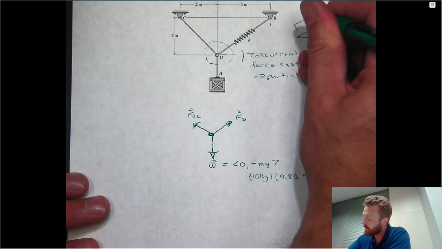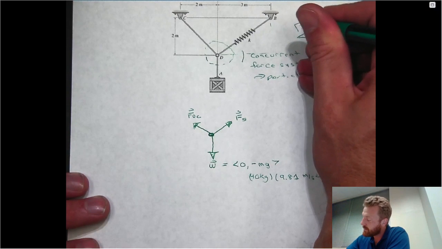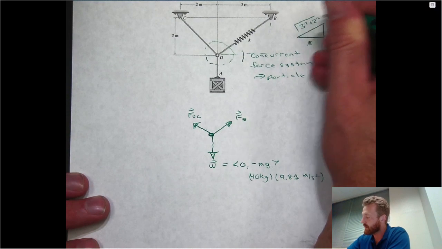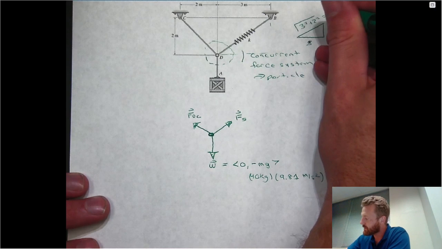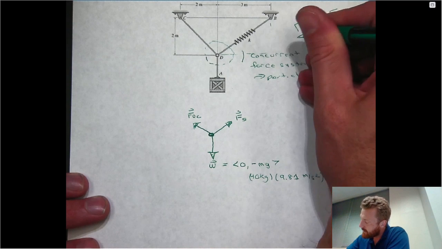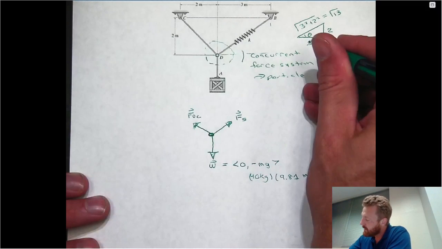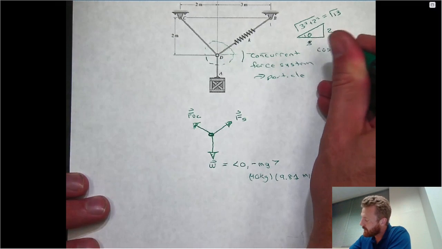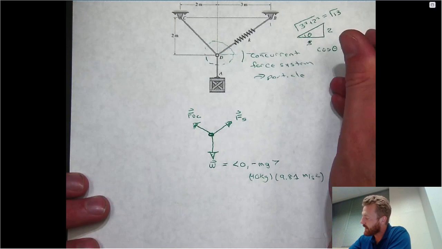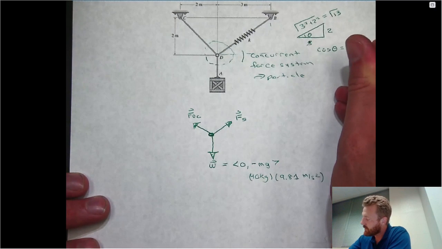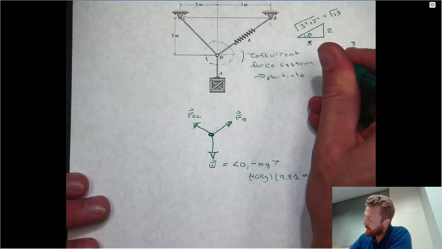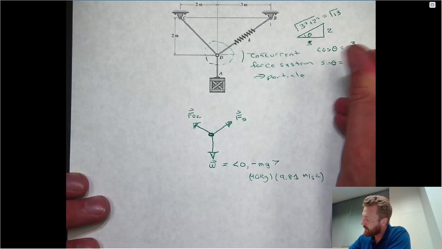So that means by Pythagorean theorem that this side length is the square root of 3 squared plus 2 squared, which is just going to be 9 plus 4, square root of 13. So what that means is that if we define the orientation of the spring by the angle theta, the cos of theta is going to be the adjacent side length divided by the hypotenuse, which is 3 over root 13. And the sine of theta is going to be the opposite side length over the hypotenuse, or 2 over root 13.